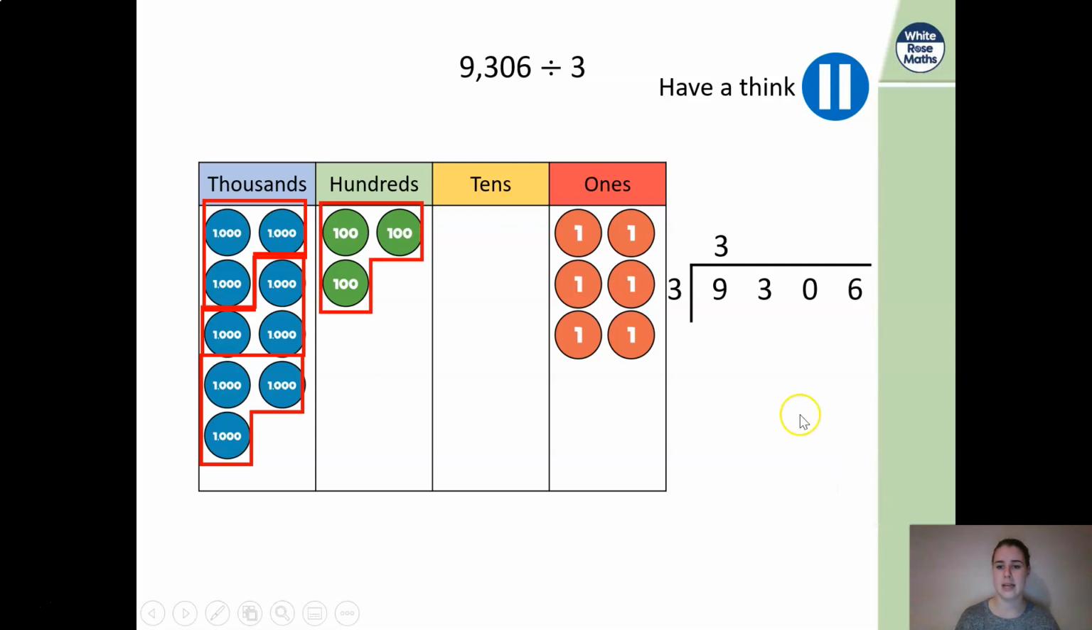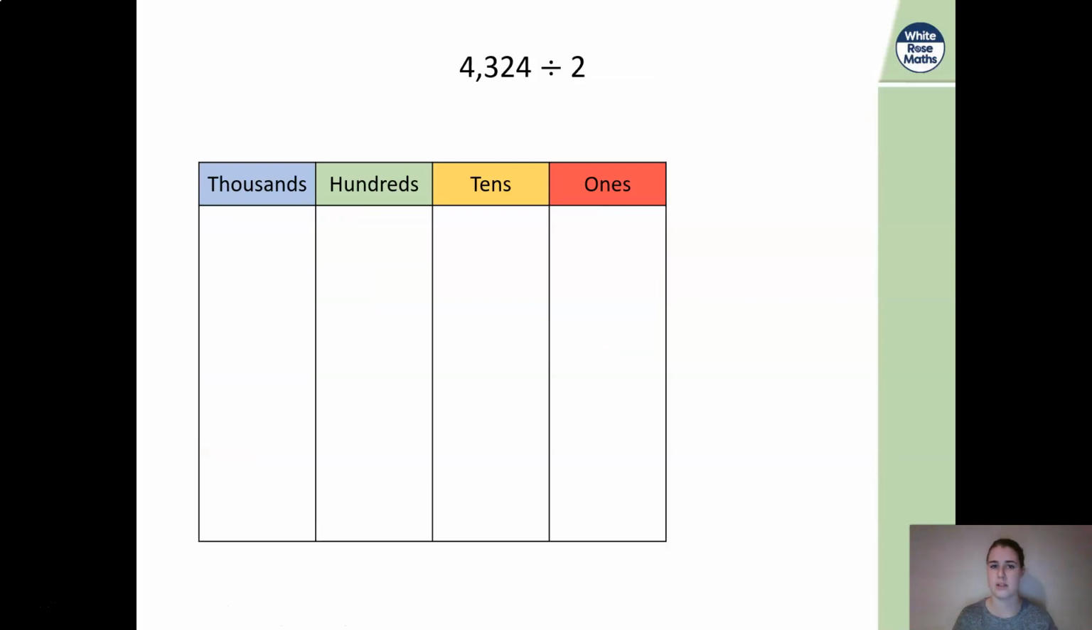How many hundreds can I get here? So 3 into 3. Well, 3 into 3 goes once. Okay. Now I don't have any tens here, so I can't get 3 into 0. So I'm going to have to write the answer as 0. And now I'm going to work out, well, how many 3s can I get into 6? And here I can get 2 lots of 3 because 2 times 3 gives us 6. Okay, so the answer of that one is 3,102. So well done if you got that correct.